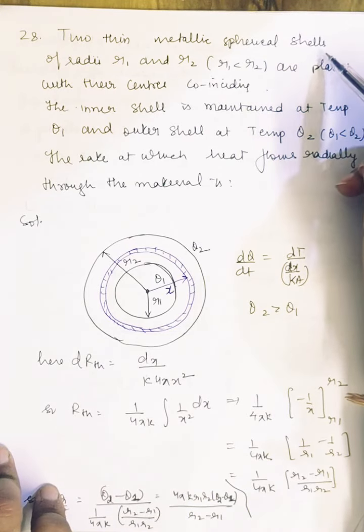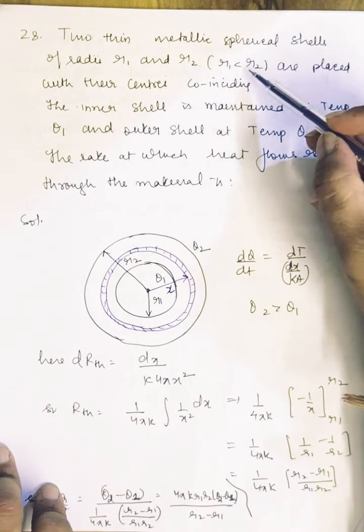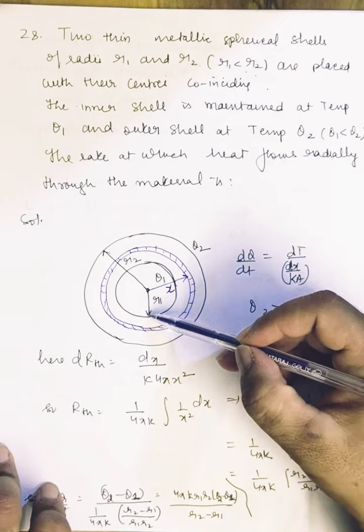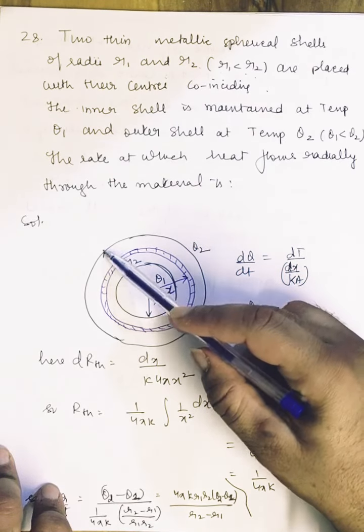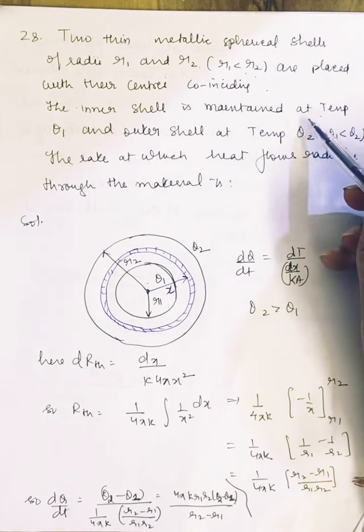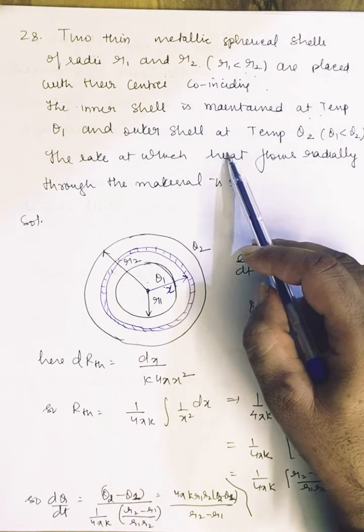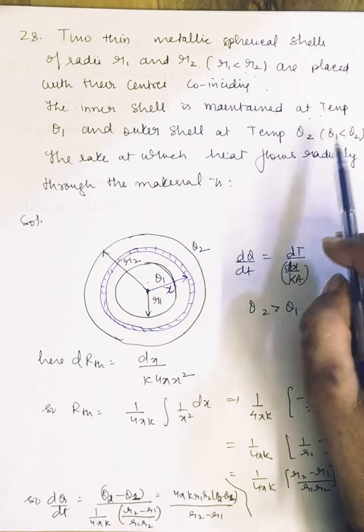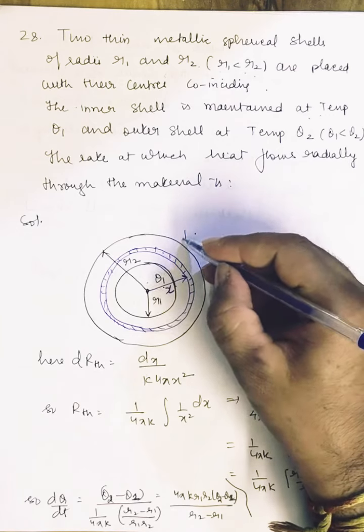Two thin metallic spherical shells of radius R1 and R2, R1 less than R2. You can see R1 is the inner radius and R2 is the outer radius, and they are placed with their centers coinciding. The inner shell is maintained at temperature θ1 and the outer shell is maintained at temperature θ2, where θ2 is greater, which means the outside temperature is higher, so heat will flow inside.